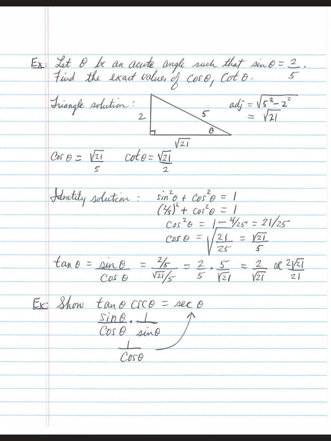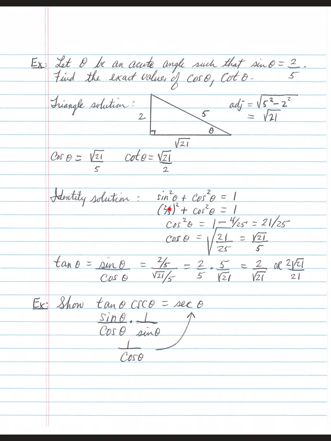Well, maybe we want to use an identity instead. One of your Pythagorean identities is sine squared theta plus cosine squared theta equals 1. Sine theta is given, so that's (2/5) squared, plus cosine squared theta, which we don't know yet, has to equal 1. What's 2/5 times 2/5?